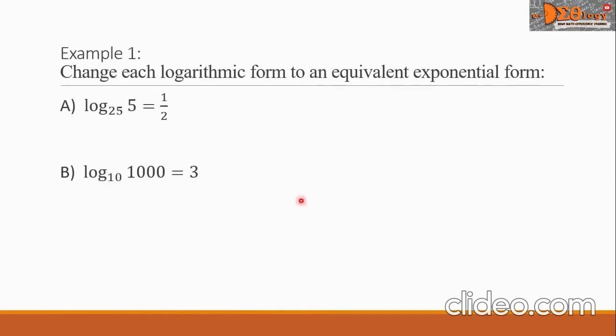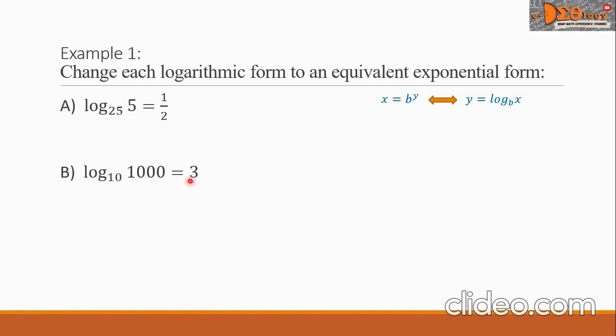Let's go now to examples. This is example 1. Change each logarithmic form to an equivalent exponential form. We have here our conversion formula. Letter A is log of 5 to base 25 equals 1/2, and letter B, log of 1000 to base 10 equals 3.